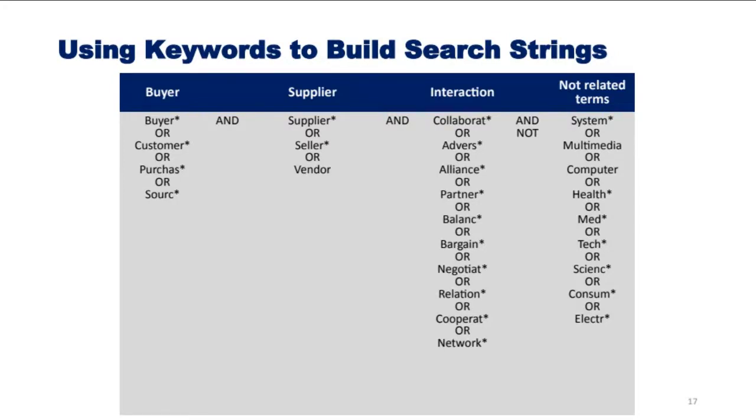Then this second condition has to be met. So only those articles will move to the third stage which meet these two conditions. And then the third stage is the final stage of the selection of the article, which will include these words.